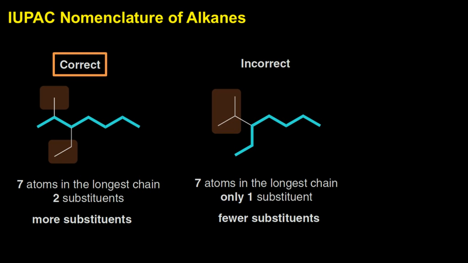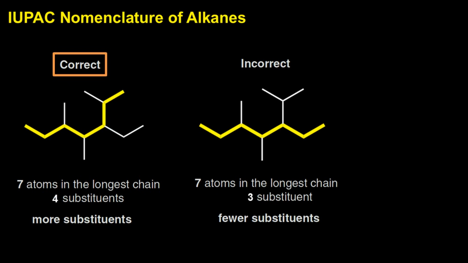Take a look at this example. Both options have a 7-carbon longest chain, but there's a key difference. One has just a single substituent, while the other has 2. Since the more branched chain gives us a more detailed and systematic name, that's the one we choose as the parent chain. In the second example, we're applying the exact same principle.